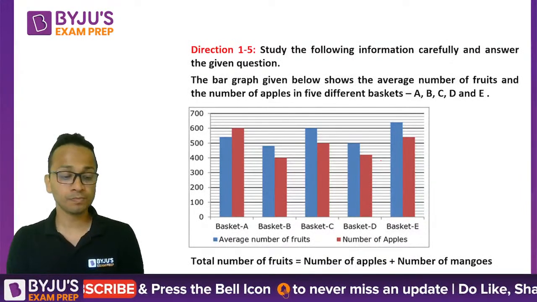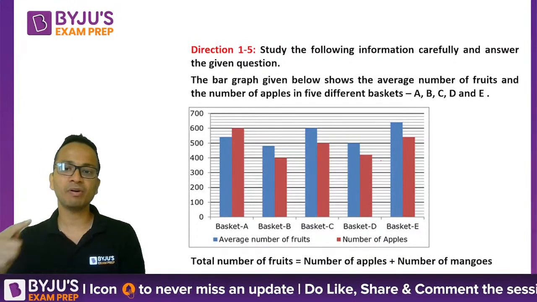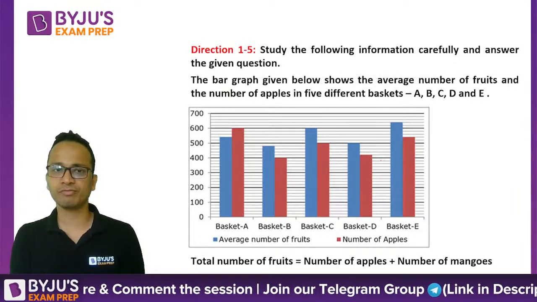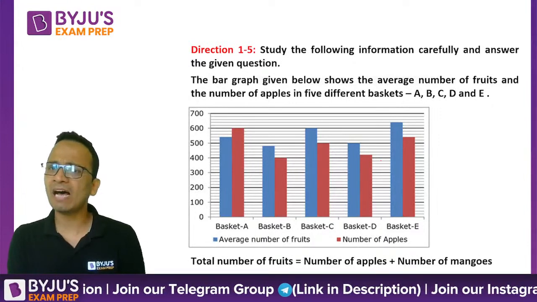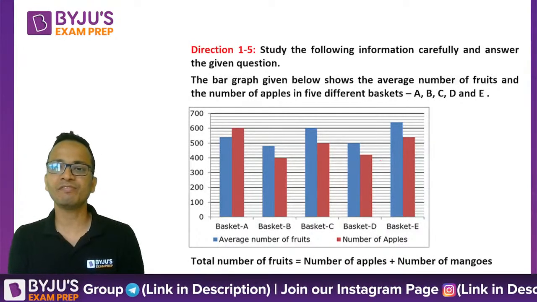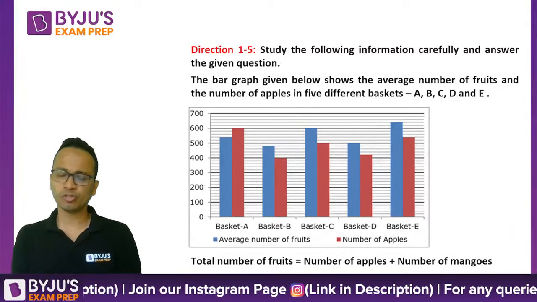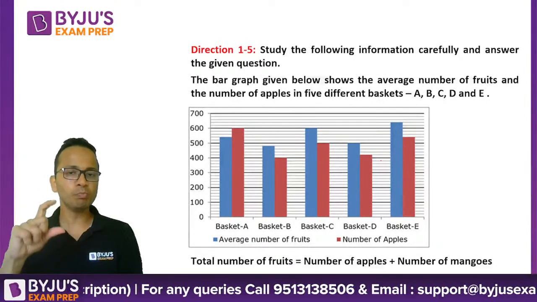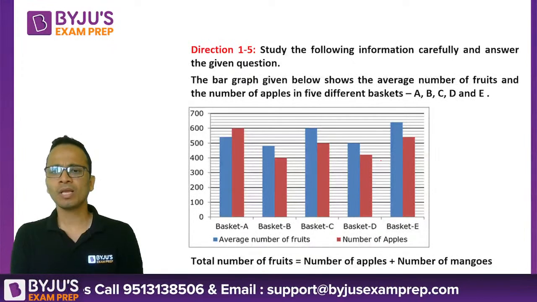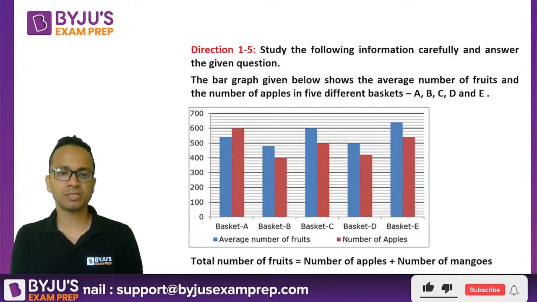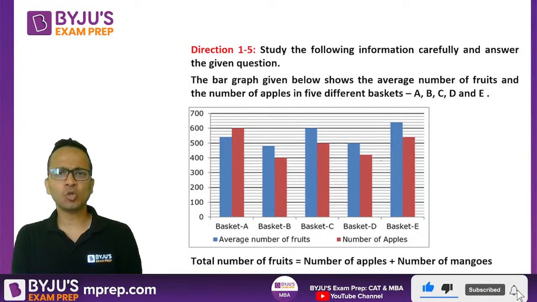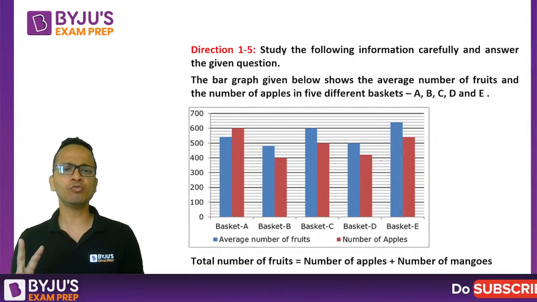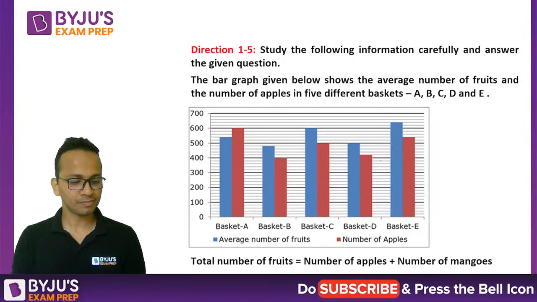So the bar graph given below, carefully read whatever is mentioned above the graph. Don't just look at the graph, read the line which is there above the graph as well as below the graph. So the bar graph given below shows the average number of fruits and the number of apples in 5 different baskets, A, B, C, D, E. So there are 5 baskets, and the bar graph gives you the average number of fruits. So blue bar is giving you the average number of fruits, and red is giving you the number of apples. Below the graph, it says that total number of fruits is equal to number of apples plus number of mangoes. So it is certain that we have only 2 fruits, apples and mangoes. All right, fine.